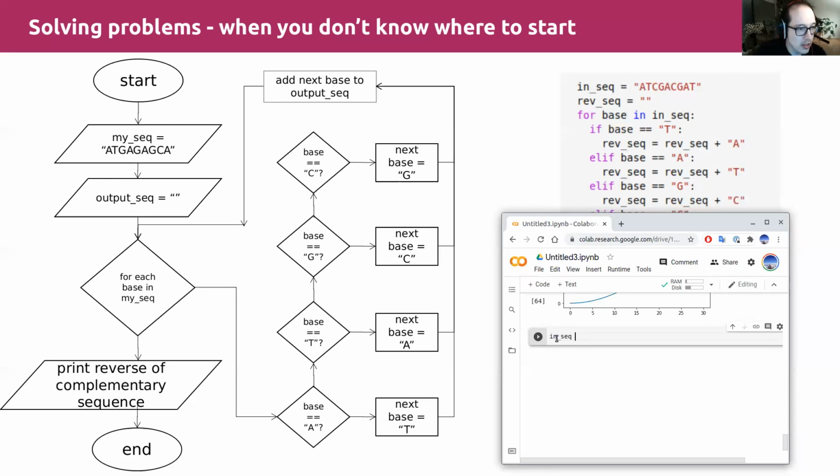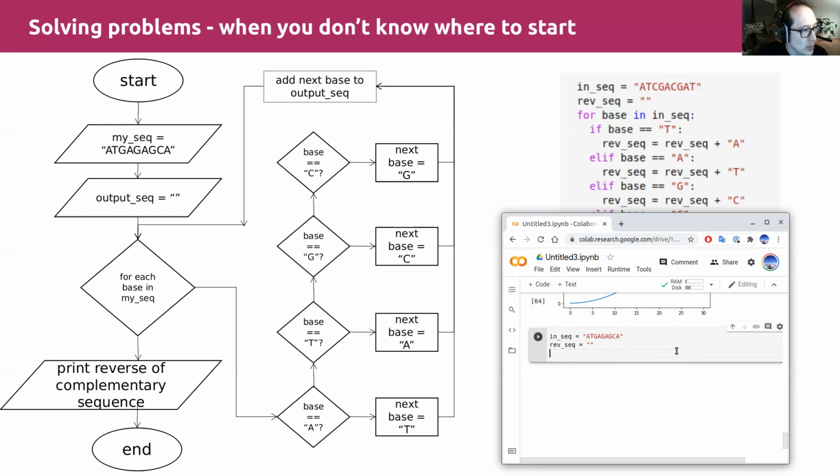So the first step, of course, is going to be this input box here, right? We're going to add some kind of sequence, ATG, AGA, GCA, for example. And we have a reverse complementary sequence that is initially empty. So you can make an empty sequence with a pair of quotations, and Python will understand this as a string, an empty string. So we can use this as a placeholder and build off of it.